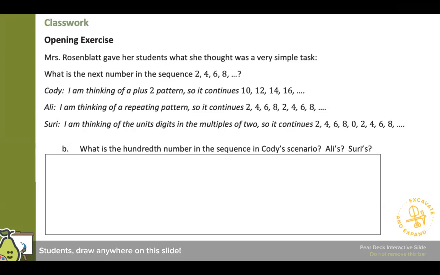All right, if we think about it, what is the 100th number in each of these sequences? So this might take some time. 2, 4, 6, 8, so the 4th number would be 8, the 5th number would be 10. Think about how you could figure out the 100th number. I don't think you should have to write them all out. So think about how you can get to the 100th number for Cody's sequence if it's just adding 2. Same thing with Allie and Suri. Is there a way that we could figure out the 100th number without writing out all 100 numbers? That would take forever. Do you think there's an easy way that we could figure out how to get to the 100th number?